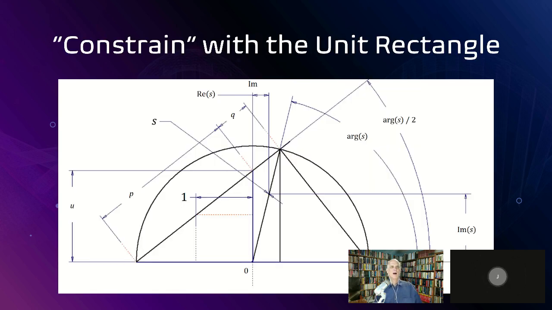So first of all, I call R the radius of the circle, which in this case is greater than 1. And then it should be clear that P is just arg S over 2. I just call that theta. That's the angle at the bottom of the triangle, the bottom of this over here. That's the half angle.